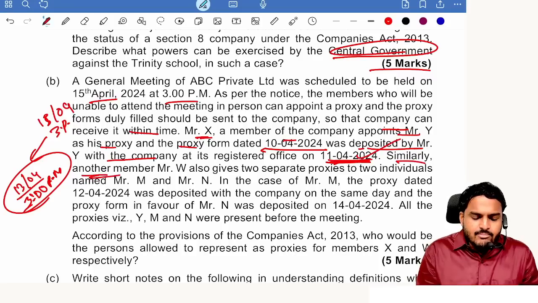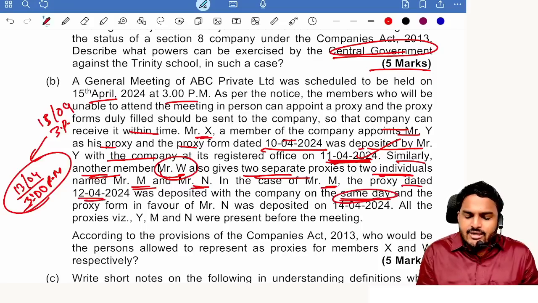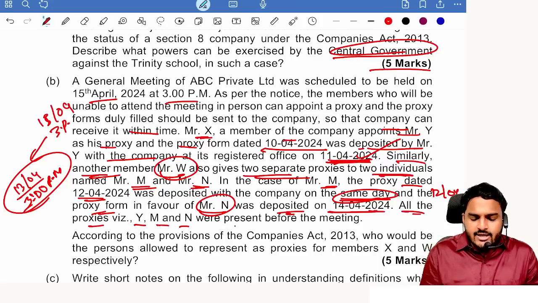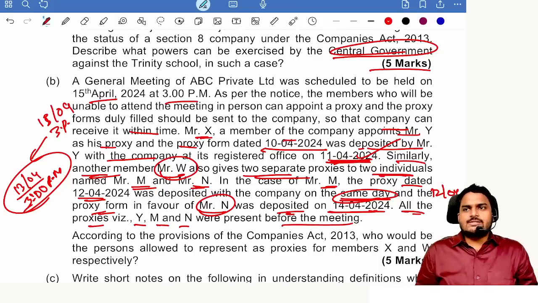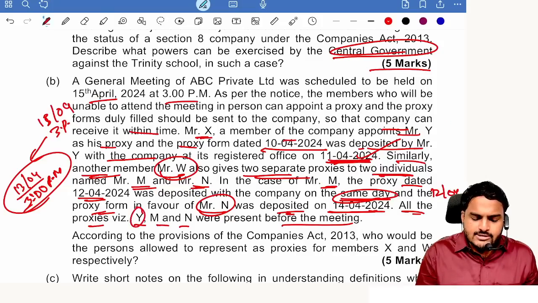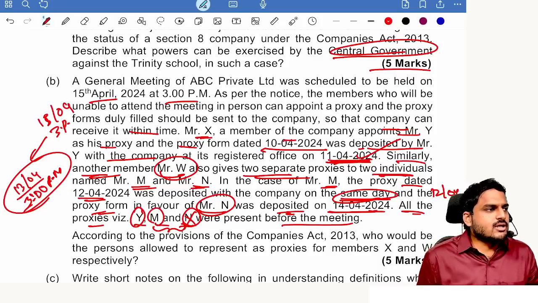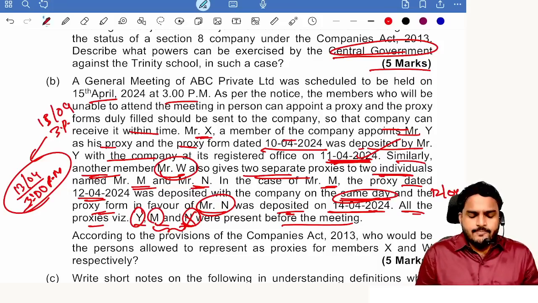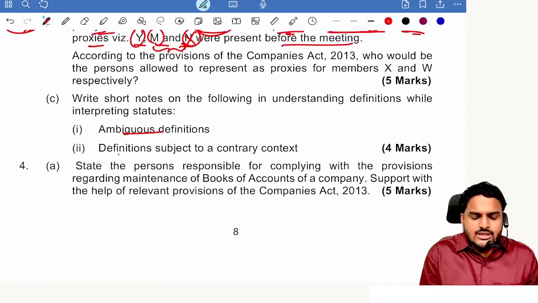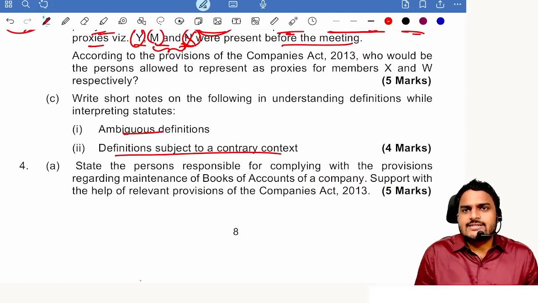Similarly, another member, Mr. W, gave 2 separate proxies to 2 individuals, M and N. M's is dated 12th April, deposited with the company on the same day, 12th April itself, whereas the proxy form in favor of N was deposited on 14th April. All the proxy forms Y, M and N were present before the meeting. Now tell me who are valid proxies. Y is obviously a valid proxy. Out of M and N you have to choose. N is the latest proxy but not received within the due time. Automatically M is understood.